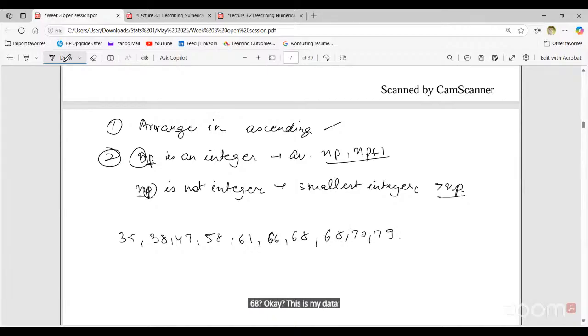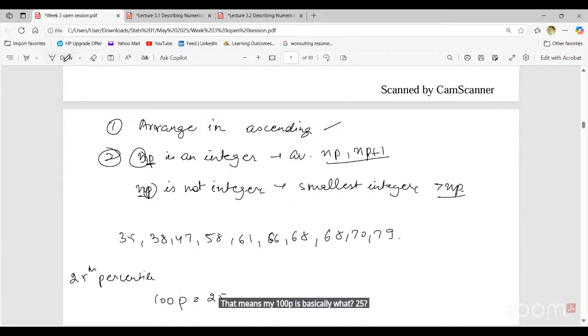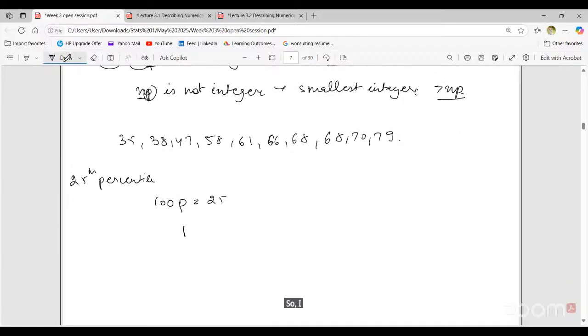Now, if I have to calculate the 25th percentile, that means my 100p is basically 25. So 25 by 100 is 0.25, so my p value is 0.25. Yes, ma'am. P is not an integer. Ma'am, it's not clear at all.